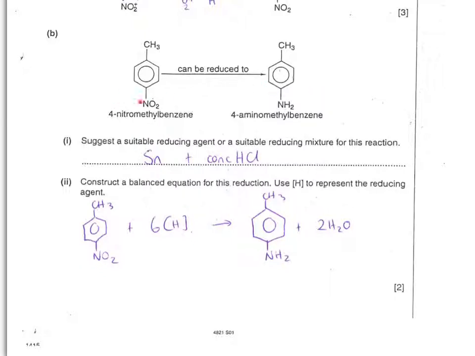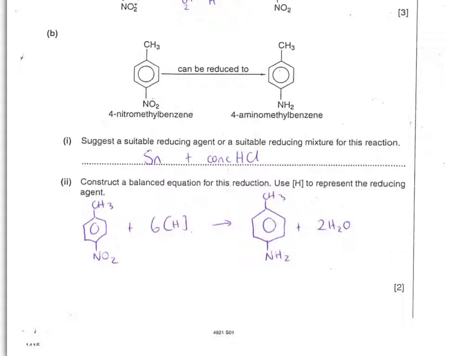We very often see a reduction reaction following straight on from a nitration. So it's very common to see these two together as a way of making an aromatic amine. And so you need to learn that the reducing agent is concentrated hydrochloric acid with tin. That's the mixture, but in the equation we represent these reactants as H in square brackets because they are reducing agents, just the same as we represent NaBH4 as H in square brackets for that reduction reaction.